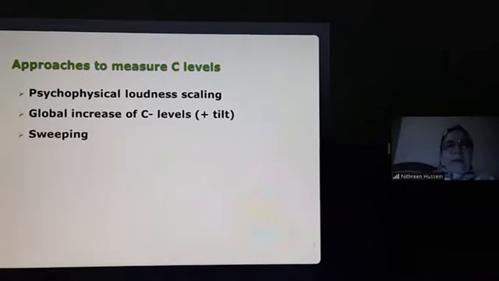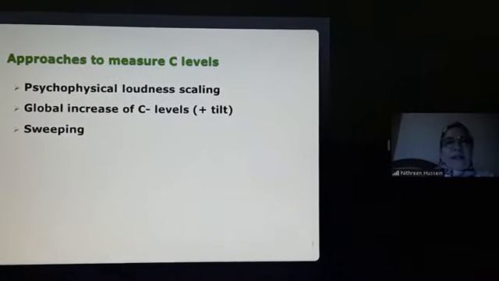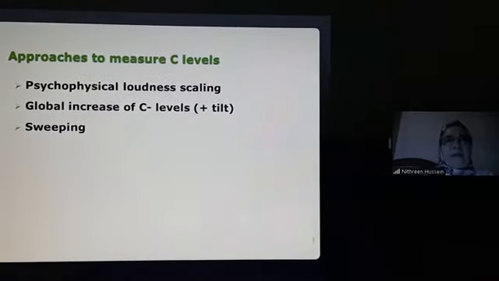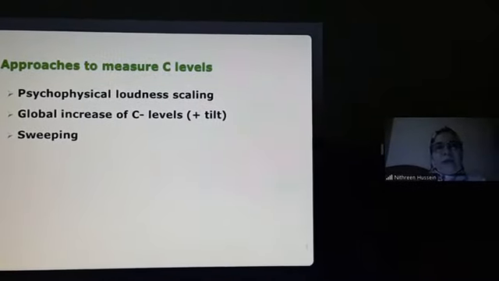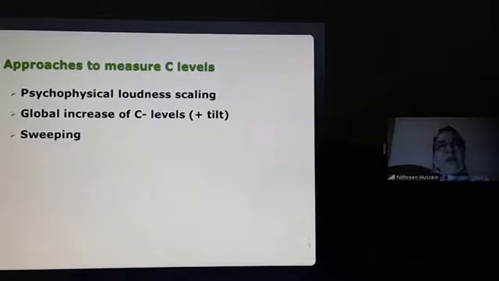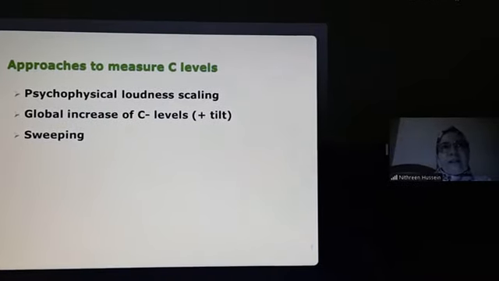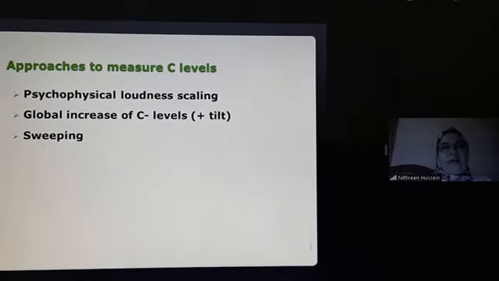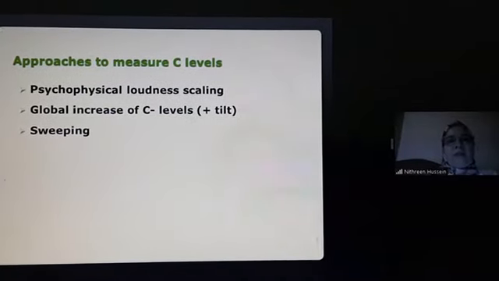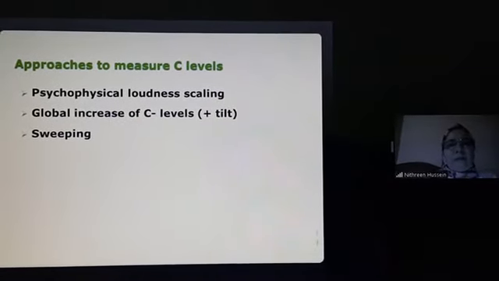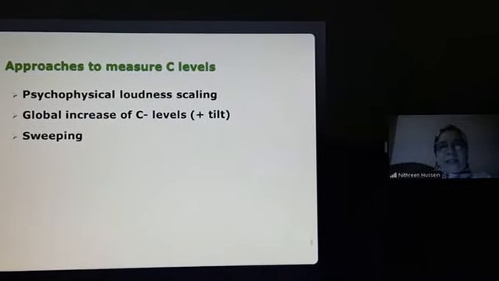في نقطة كمان مهمة بعملها بعد ما بقيس السي ليفلز، ان انا بعمل sweeping. يعني ايه sweeping؟ يعني I can stimulate each electrode at the C level or at the comfortable level. ليه بعمله؟ To check if the patient is tolerating the sound or not. Because as I mentioned, if we have overstimulation even at one channel, this will be disturbing to the patient and he may refuse his processor.